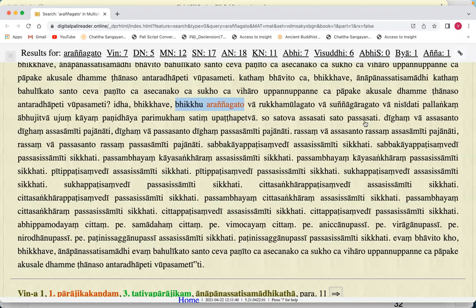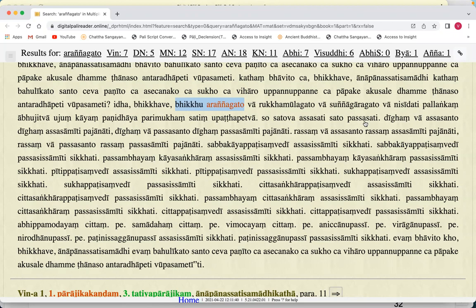So what you're saying is that there is a difference between the adjective and the other, because in this sentence it is used as a nominative absolute, right? That is the point. Not a modifier, I mean not an adjective, but a kind of complement. The word arannagato already generates the meaning of one who has gone to the forest, not just gone to the forest.